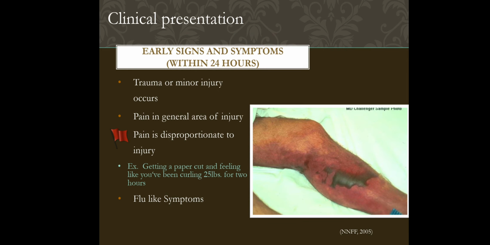Clinical presentation: early signs and symptoms within 24 hours. We can see trauma, a minor injury occurs, pain in the general area of injury, pain disproportionate to the injury. For example, getting a paper cut and feeling like you have been cutting 25 lbs for 2 hours. Flu-like symptoms.